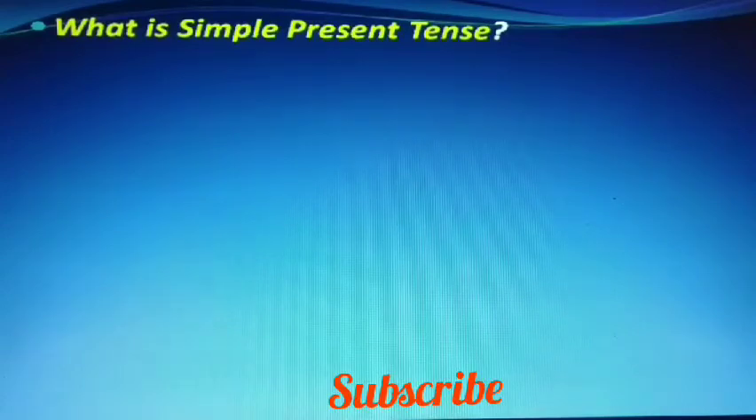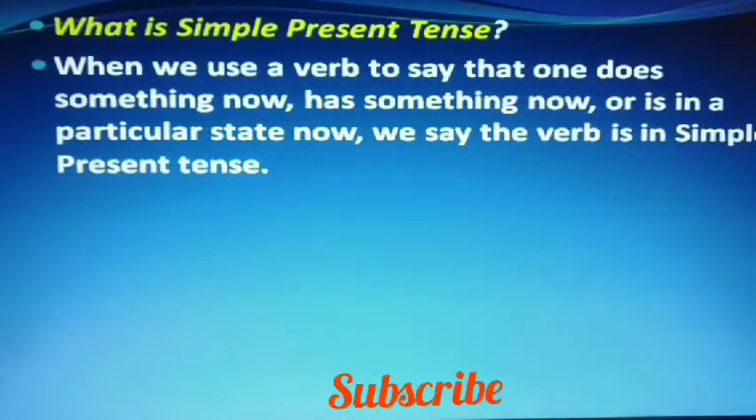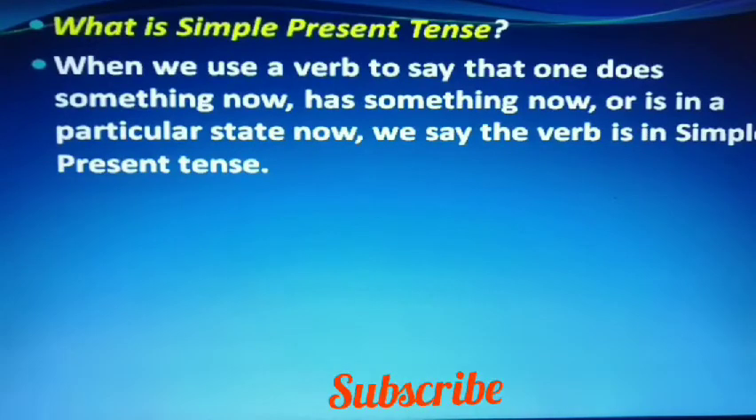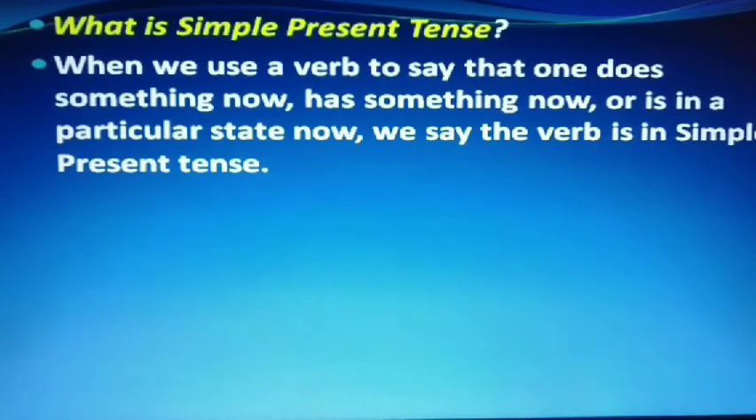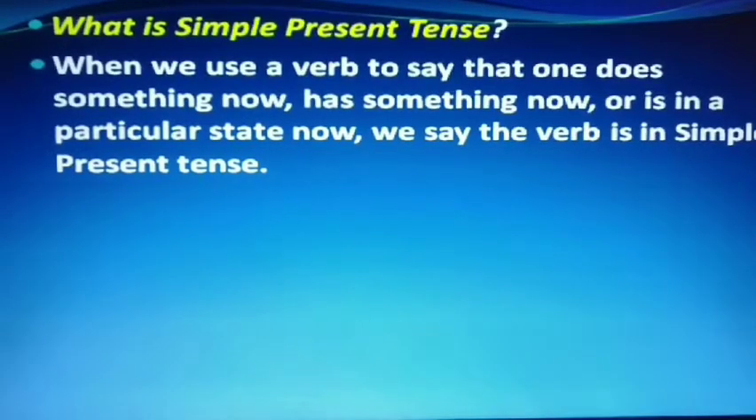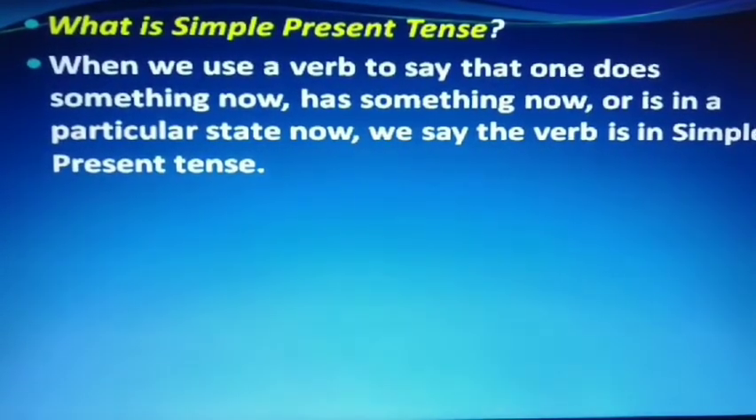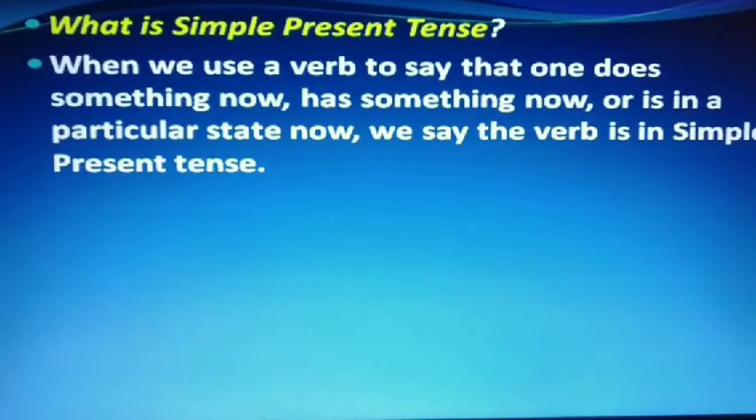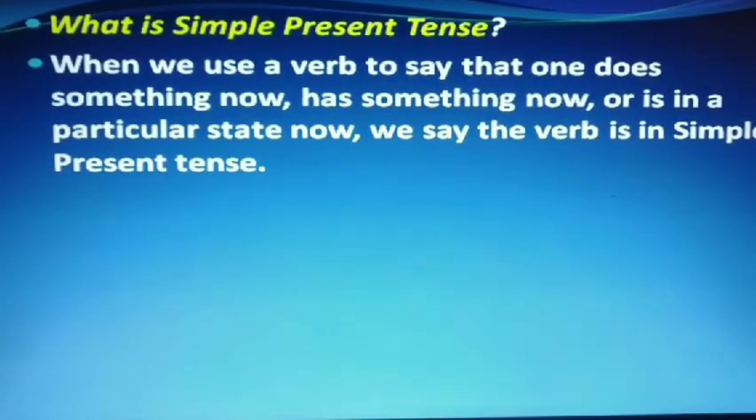What is simple present tense? When we use a verb to say that one does something now, has something now, or is in a particular state now, we say the verb is in simple present tense. Everything, whatever happens in the present, is indicator of the simple present tense.